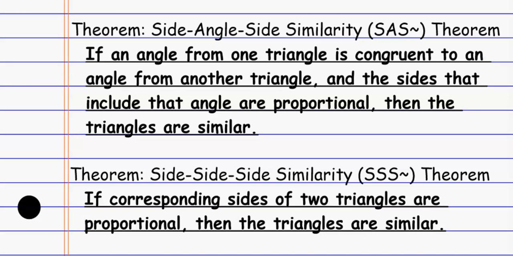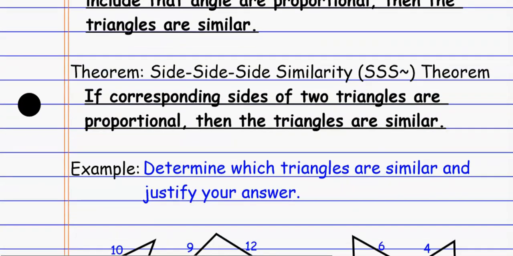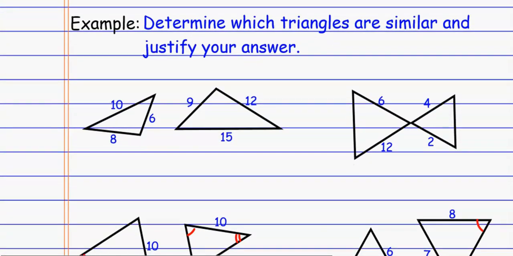And then the side, if all three sides are proportional, then the triangles are similar. Okay. And so again, very similar to what we did with congruent triangles, but we're just changing that idea of looking at the sides for proportionality, not congruence. Okay. So if I look at these, determine which triangles are similar and justify your answer.